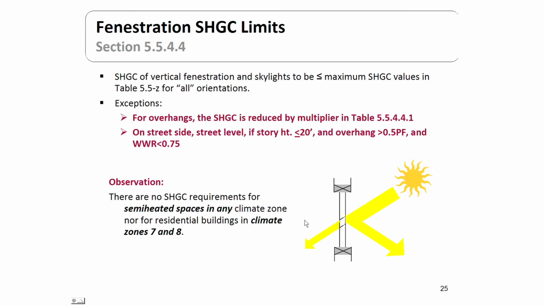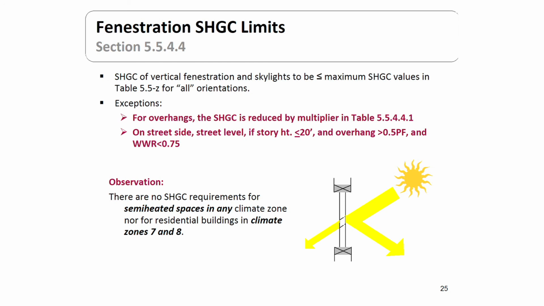Those solar heat gain coefficients can be adjusted. If you have overhangs, you're going to get credit for those. You can reduce the solar heat gain coefficient of your glazing. That is, you're claiming it's reduced by using an overhang number that's in the next table that I'm going to show you here in a minute.